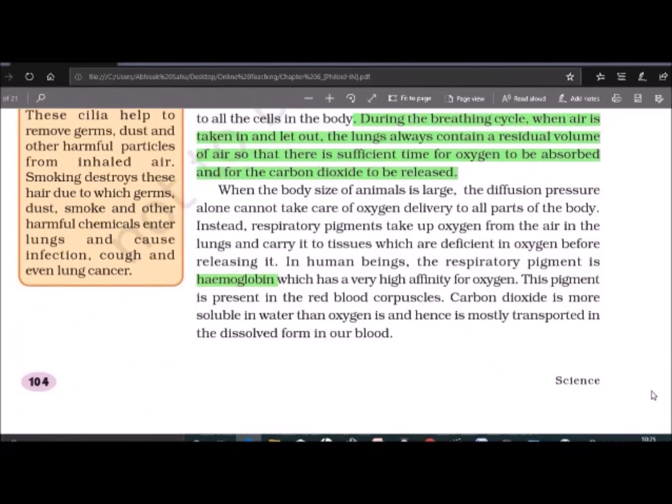In the case of human beings, the respiratory pigment is hemoglobin, which has a very high affinity for oxygen. This pigment is present in the red blood corpuscles. In a small animal, no separate system of transport is needed as the exchange of gases is direct, by the process of diffusion. On the other hand, a large animal cannot maintain gaseous exchange simply by diffusion. So, in human beings, transport is fully developed.